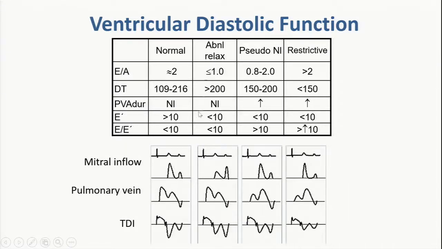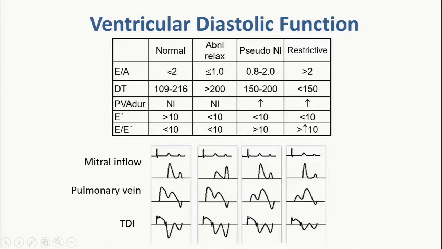All right, and then the next thing that happens, we're going to skip over pseudo-normal for a second and go to the more restrictive pattern. So now we're talking about the more severe end of diastolic dysfunction, where not only do you have abnormalities in relaxation, but you also have a very non-compliant stiff ventricle as well. In those cases, let's take a look at what happens to the mitral valve inflow.